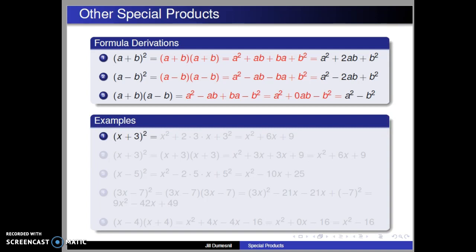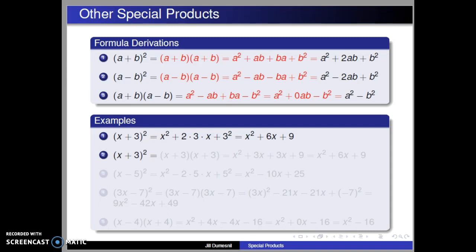We can also look at some examples. First, consider x plus 3 squared. Using the formula, we get the first term squared plus twice the product of the two terms plus the last term squared. This simplifies to x squared plus 6x plus 9.